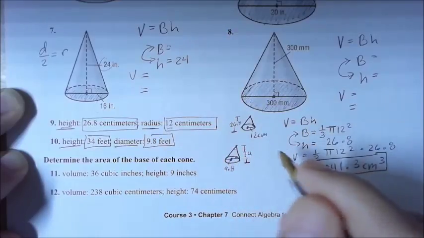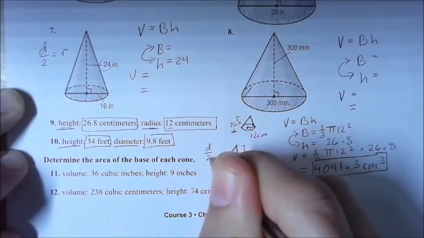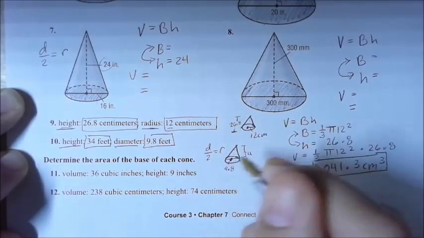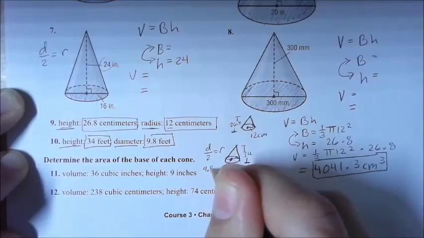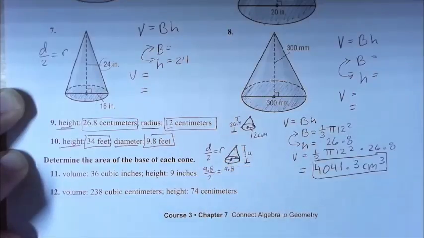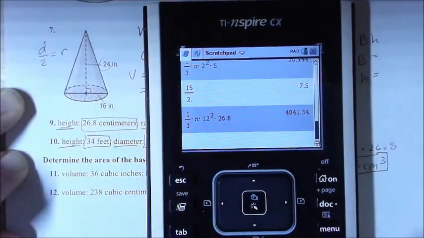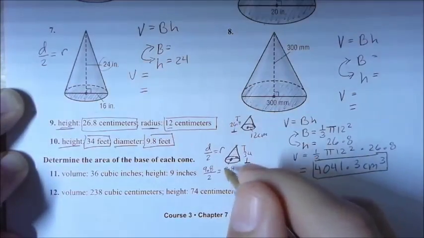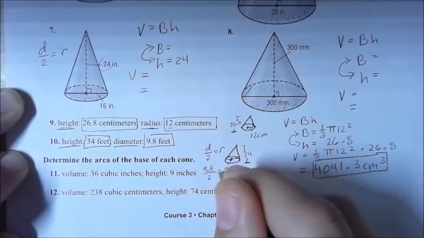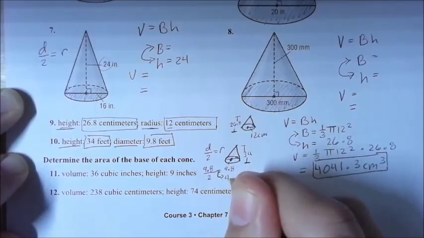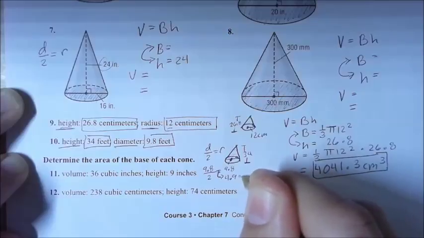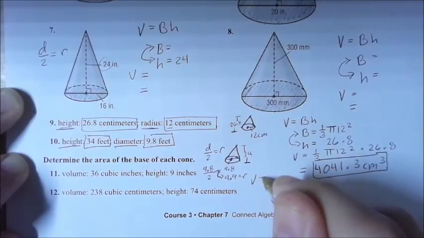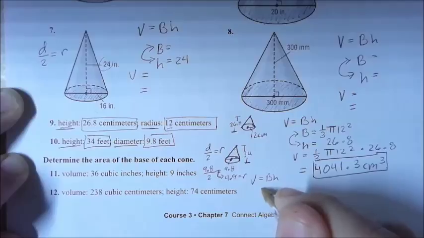So now what we want to do, we're going to have to divide our diameter by 2, and that'll give us our radius. So we're going to have 9.8 divided by 2 is equal to, and let's just take a look at it, 9.8 divided by 2 is equal to 4.9. So we know our radius is going to be 4.9. I'm going to write it down here. 4.9 is R. So we can go ahead and do V equals big B times H.